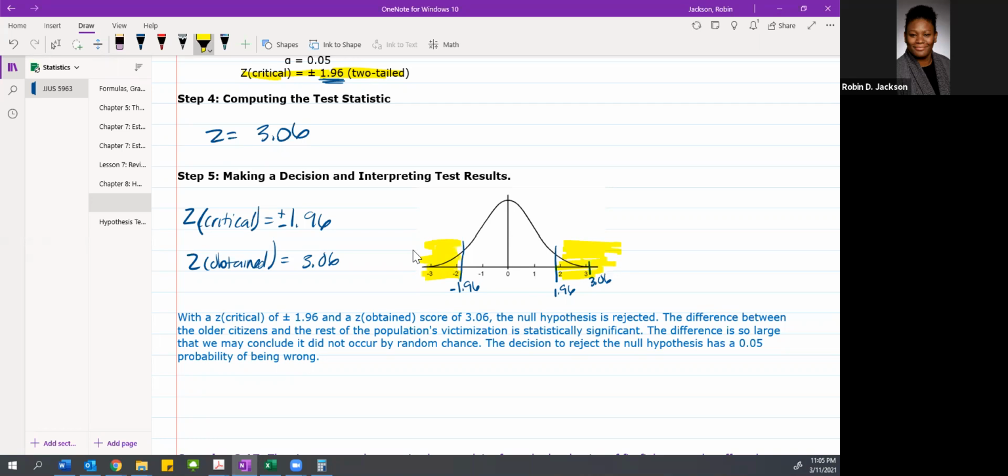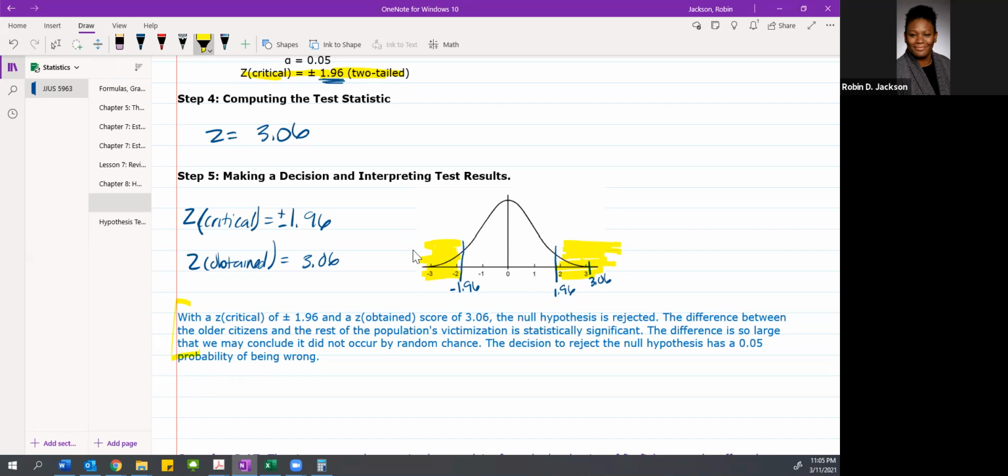Okay, and so with that, and I'm reading the information now, with the Z critical of plus or minus 1.96 and a Z obtained score of 3.06, the null hypothesis is rejected. The difference between the older citizens and the rest of the population's victimization is statistically significant. The difference is so large that we may conclude it did not occur by random chance. The decision to reject the null hypothesis has a 0.05 probability of being wrong, okay? So that's essentially the difference between that problem where it was one-tailed versus two-tailed.